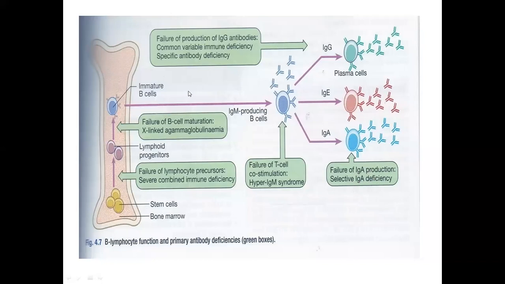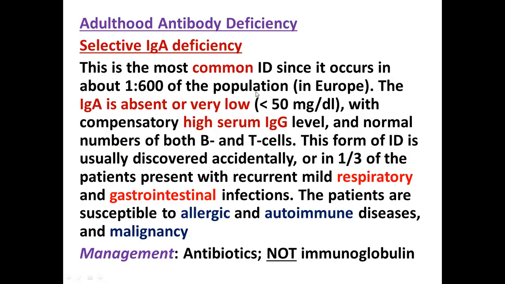I will talk about, so IgG, it will result in common variable immune deficiency. IgG specific antibody deficiency. For IgM switching failure, hyper IgM. IgA, there will be selective IgA deficiency. So let us talk about selective IgA deficiency.